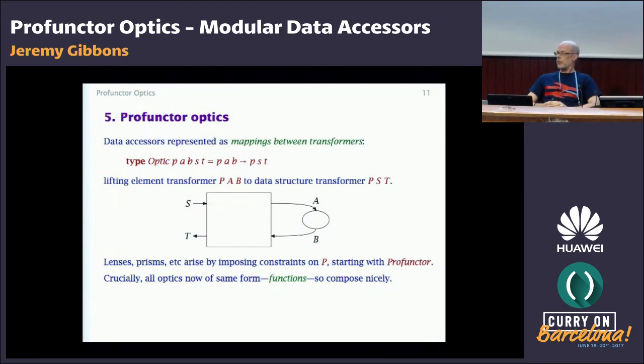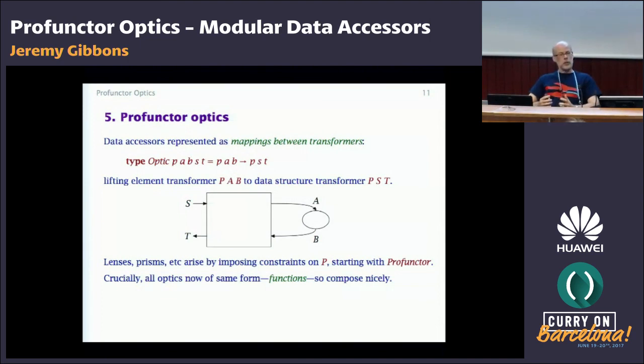And the picture shows what's going on, I hope. If you've got a blob that consumes A's and produces B's, and a context with S's in, you can extract some A's from that, feed them through the blob, get some B's out, and then stick them back in, and T's will result overall. So an optic is just a function that takes a P A B transformer and lifts it to being a P S T transformer.